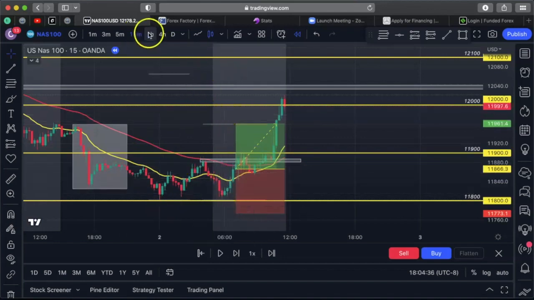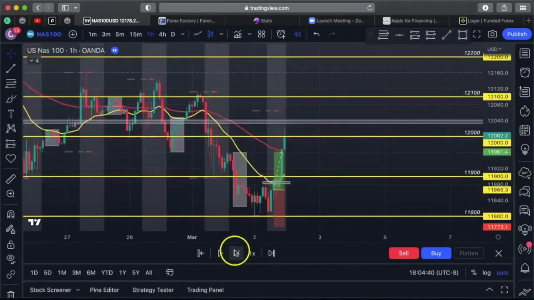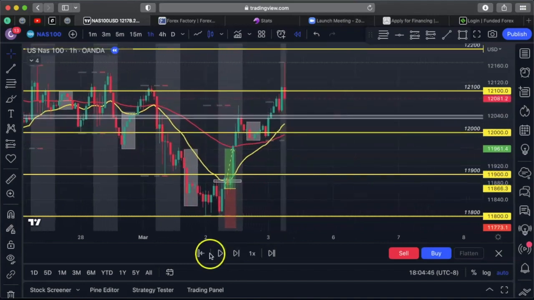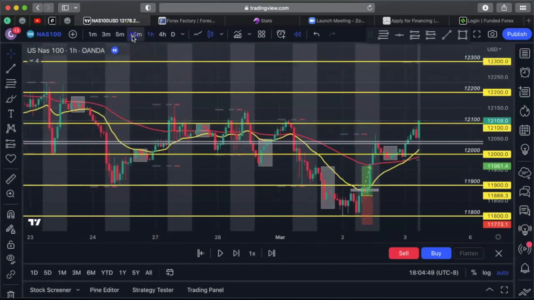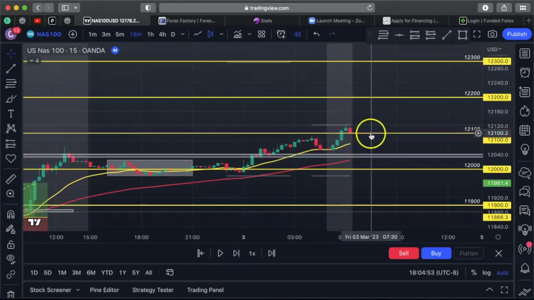So let's go to that Friday. The best way to get to the next day when backtesting is just to go on the 1-hour. I'll click like this till I see the 5 a.m. to 6 a.m. candle come out. Then I'll go to the 15-minute, and then I'll click it 2 times.